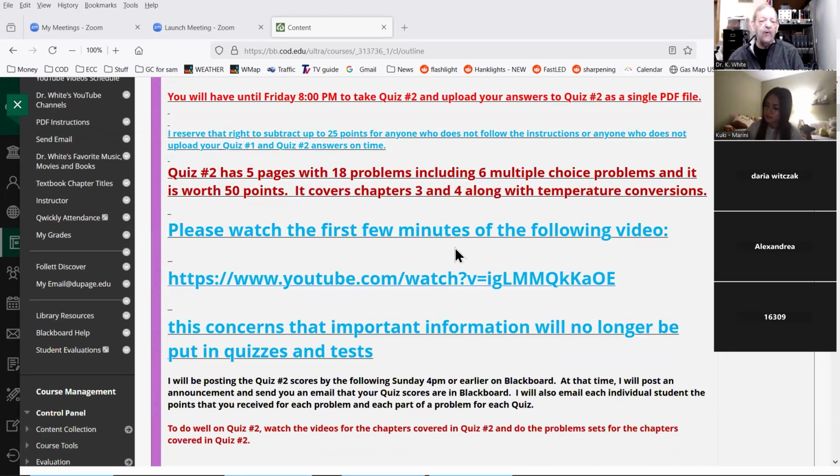Quiz 2 is actually 4 pages, because the 5th page with important information is no longer there. I'll change that too. It has 18 problems, including 6 multiple choice, and it's worth 50 points. It covers chapters 3 and 4, along with temperature conversions.